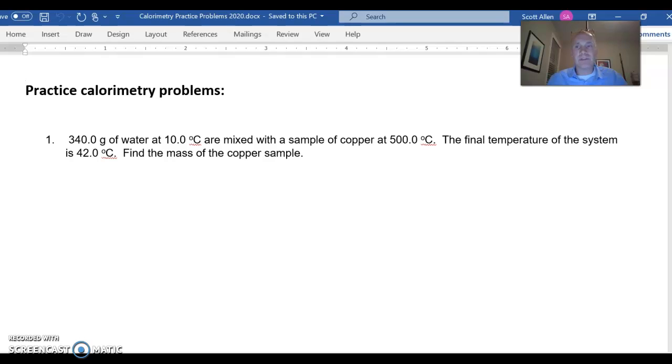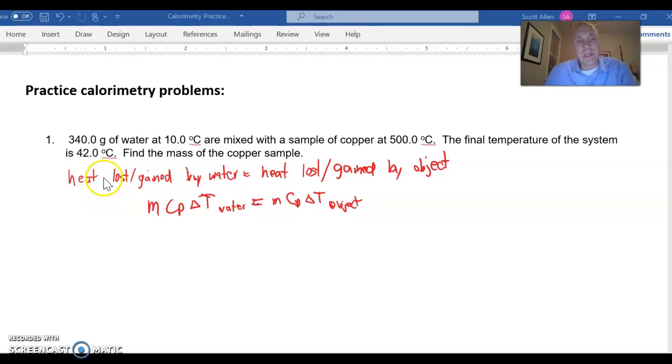So the assumption that all these are based on is that the heat that is lost or gained by the water is going to equal the heat lost or gained by the object. Notice this could be either of these words, but whatever the word is that you have here, it's going to be the opposite over here. So if it's heat lost by the water, that's going to equal the heat gained by the object. Or if it's the heat gained by the water, it would be the heat lost by the object. So it's always going to be opposite on the other side.